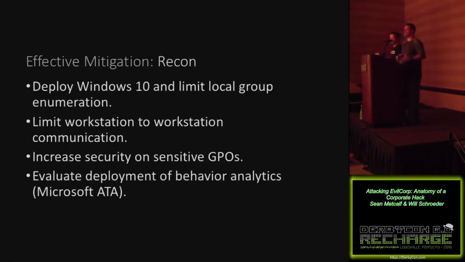Recon is a tough problem to solve. AD Recon: Active Directory is an LDAP directory, so that means you can pull pretty much everything from it at any given time. But there are ways to kind of limit this. If you increase the security on sensitive GPOs like security group policies, then the attacker doesn't have an advantage of just pulling everything that's in those group policies, opening them up, and knowing how your security tools like AppLocker and EMET and others are configured, as well as what you have out there. And certainly evaluate some sort of behavior analytics tool like ATA.